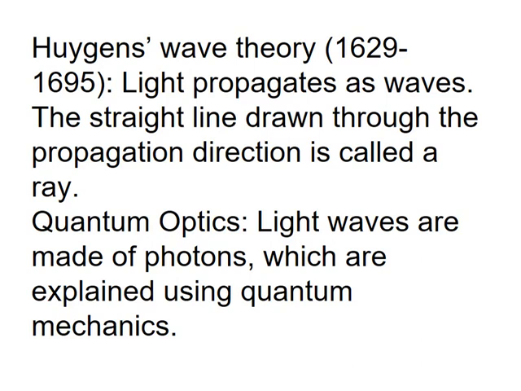Second theory is called Huygens wave theory. Wave properties of light are considered in this theory. The third theory is called quantum optics. Again, the particle properties of light are used in quantum optics. The particles are called photons.